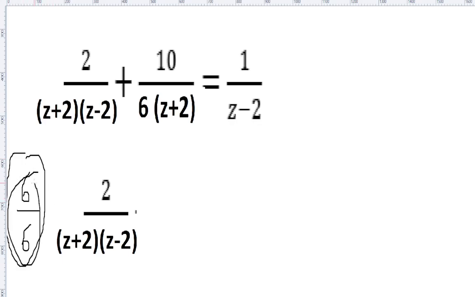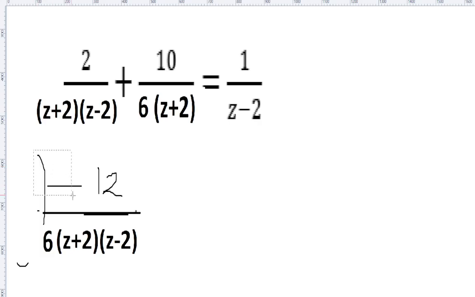Whenever you multiply a fraction by 1, you're not really changing it. So 6 times the 2 becomes 12. And at the bottom, I'm not going to expand it. I'm just going to put the 6 beside this thing. So there, I've now converted this left one. Got to put the 12 up top. To a fraction that does have a 6 in the bottom now. That's why I multiplied it by 6 over 6. And that comes out as 12 over 6 times Z plus 2.